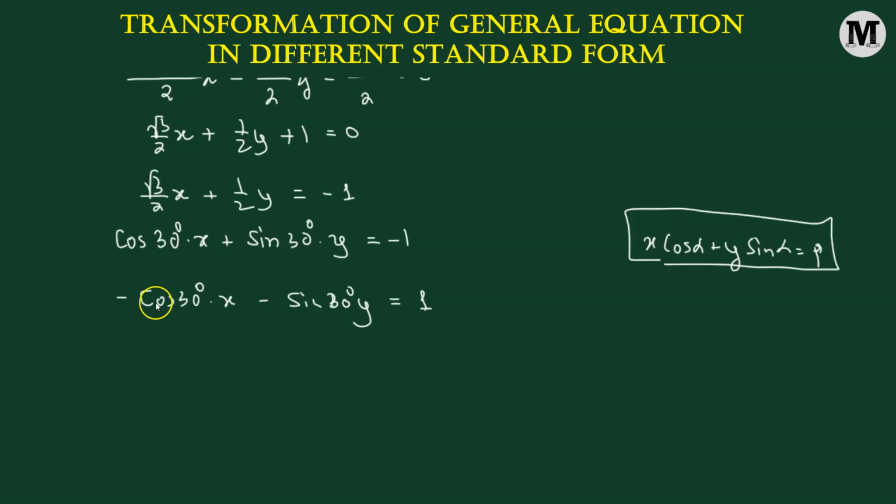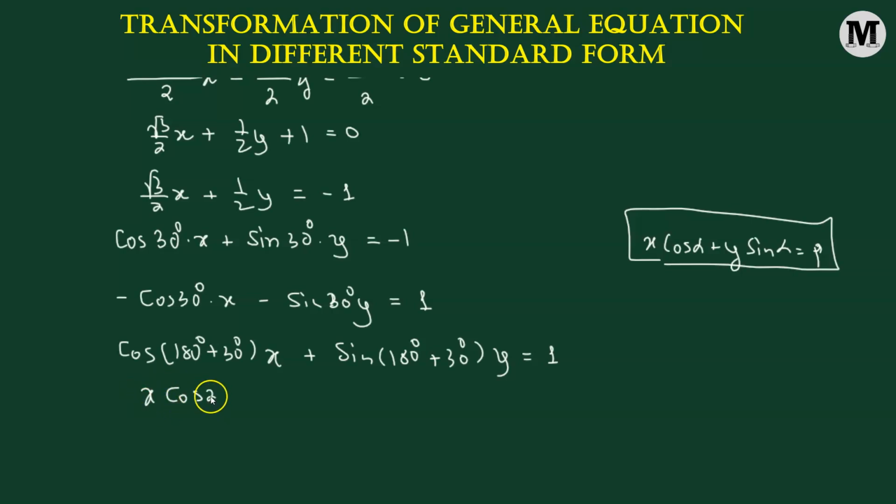Now what is negative cosine of 30 degrees? We know that cosine of 180 added to 30 degrees is the same as negative cosine 30 degrees, so let's keep it multiplied to x. Then we have sine of 180 degrees added to 30 degrees, which is also negative sine 30 degrees, multiplied with y, equals 1. And finally we get x times cosine of 210 degrees plus y times sine of 210 degrees, and this is going to be equal to 1.